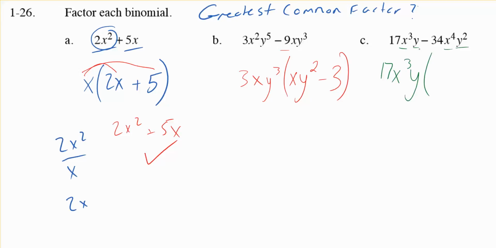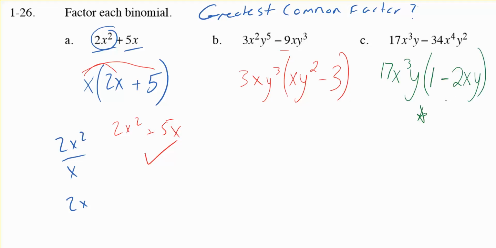17x cubed y. Now, an algebra 2 mistake would be just saying that goes away. We know it can't go away. We've got to hold its place. So we've got to have a 1 there. That would be a next level up problem. Minus 2, 34 divided by 17, x, y.